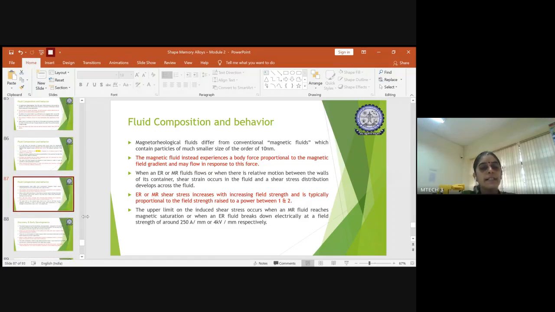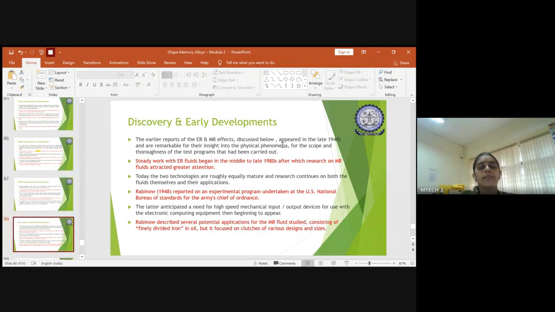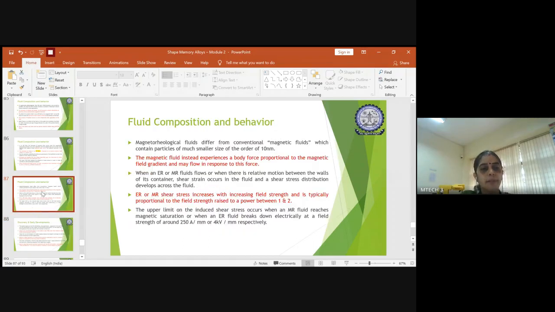So this is the last slide. In the next class, we can deal with the discovery and early developments. Finally, here we have to see that the magnetorheological fluid differs from magnetic fluids. Why? Because magnetorheological fluid contains particles at the micro level, whereas magnetic fluid contains particles at the nano level. Hence this is the difference between magnetorheological fluid and magnetic fluid.